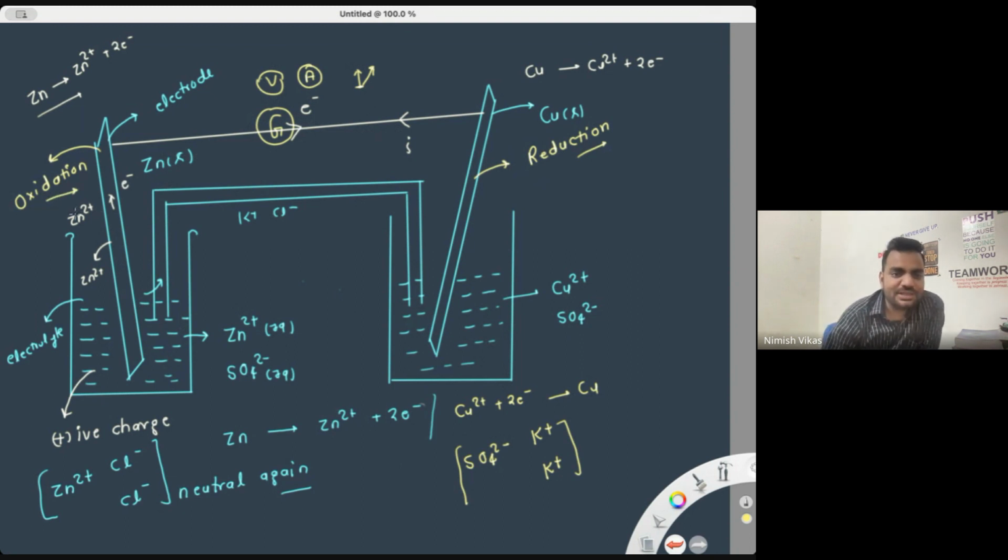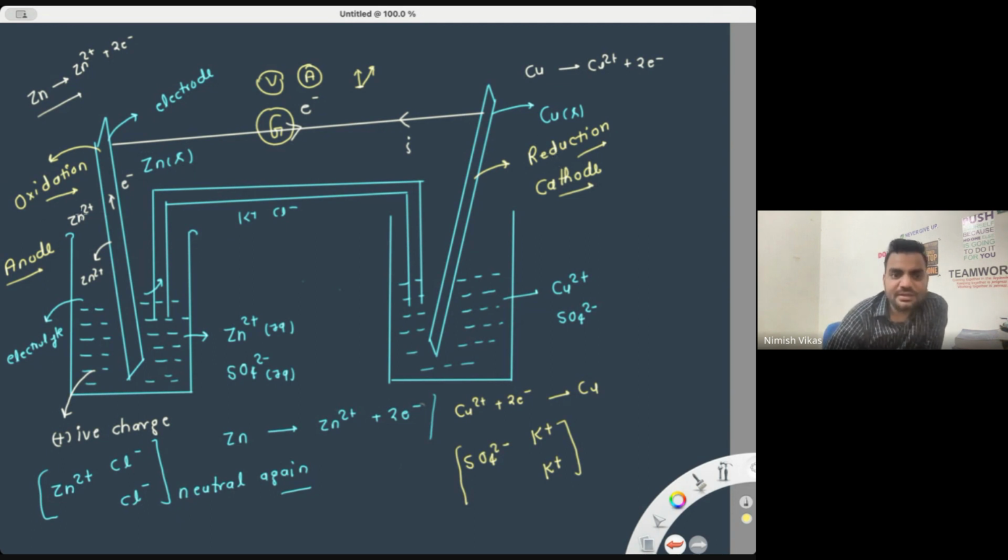And wherever oxidation happens, that electrode is always called anode. Okay, if you have learned that positive plate is anode, that's wrong. The anode is the electrode at which oxidation takes place. That's the correct definition of anode. And wherever reduction takes place, that is called cathode. This side is anode, that side is cathode.